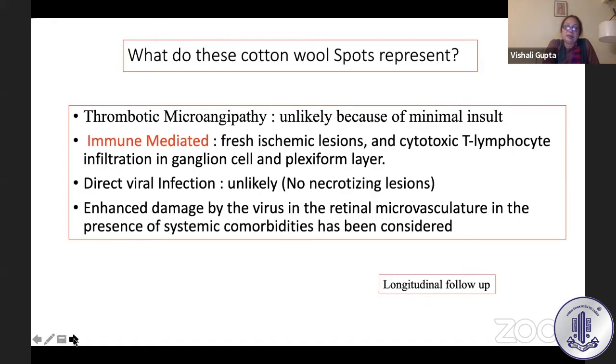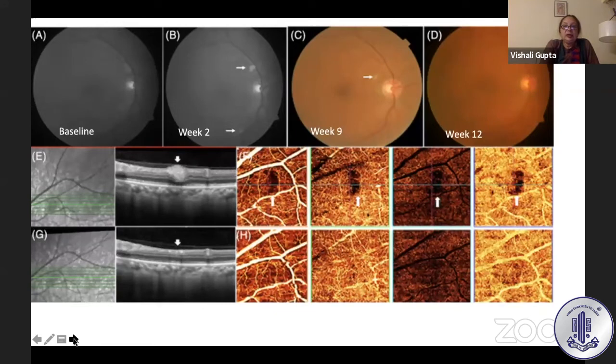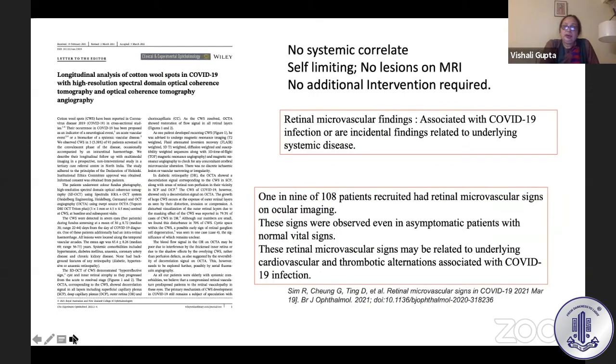So we wanted a longitudinal follow-up on these patients, which we did. Over the follow-up, we found that these would resolve over a period of 12 weeks on average, leaving just a few changes in the retinal nerve fiber layer. We could not find any systemic correlate. It was self-limiting. We even did MRI in a couple of patients because many studies were suggesting that if you see these cotton wool spots, it probably means there is some neuronal damage in the brain. We could not find anything.